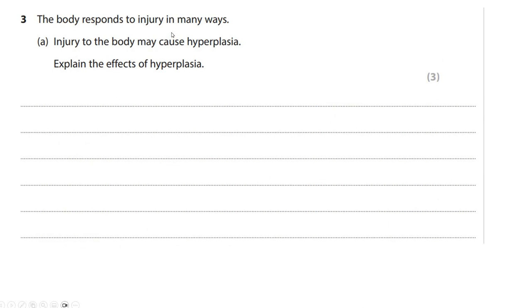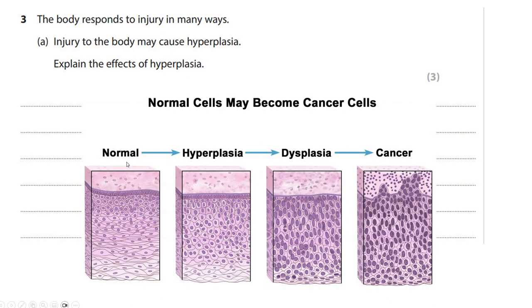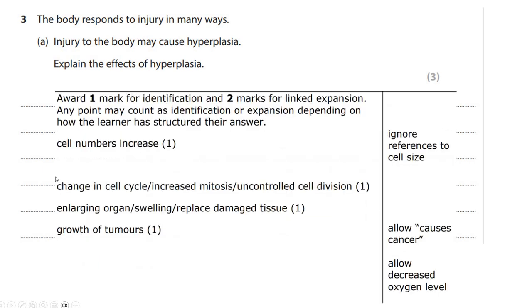The body responds to injury in many ways. Injury to the body may cause hyperplasia. Explain the effects of hyperplasia. So, hyper means an increase. Plasia means cells, so cell numbers increase. So the number of cells increases in hyperplasia.